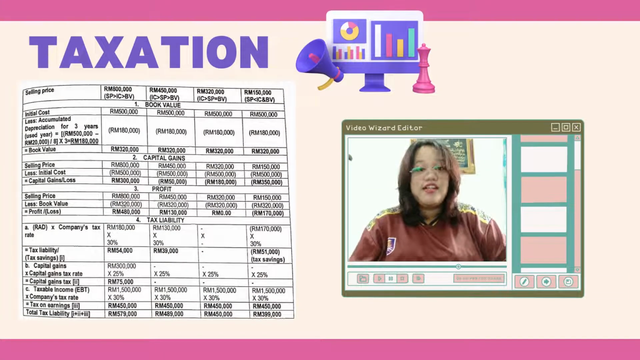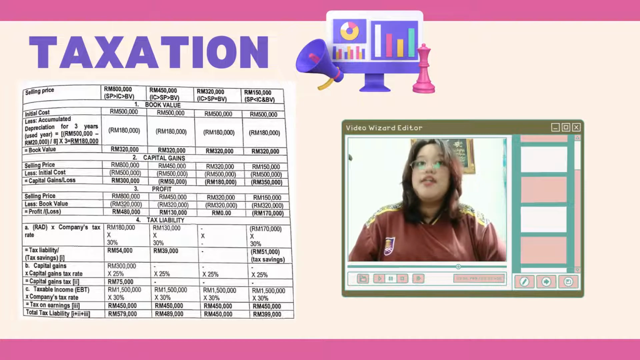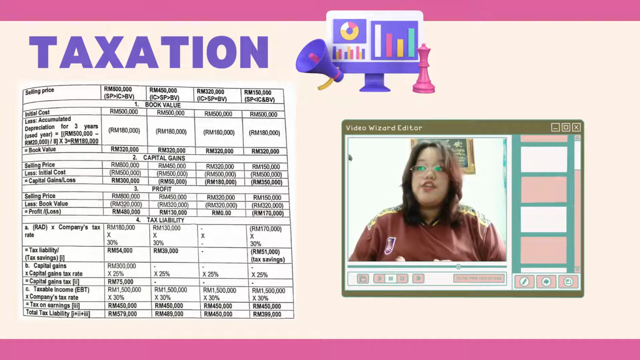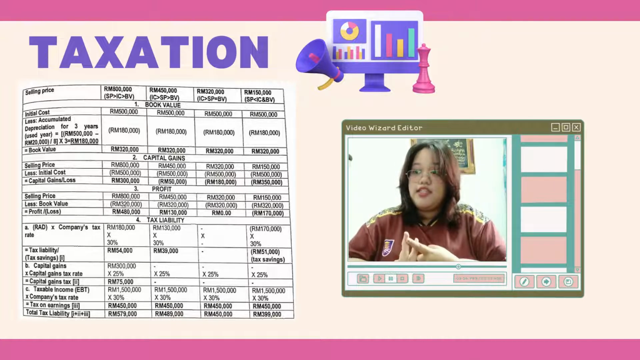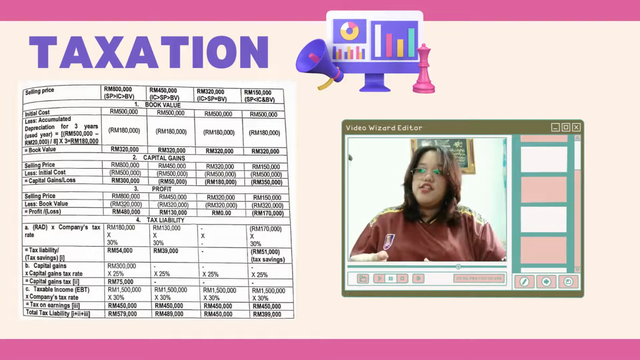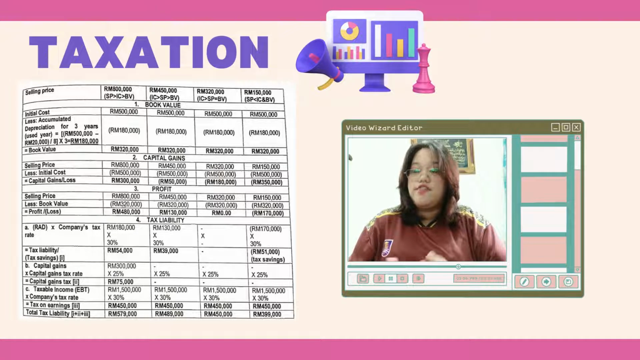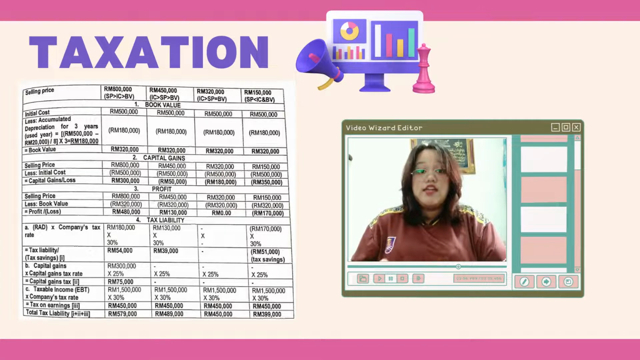So let's go. Now, here we are at the taxation part. This calculation might look a bit tricky, but I believe it is much easier when you understand it. In this calculation, you have to calculate four parts: first, book value, capital gains, tax liability, and lastly, the total tax liability. First, we have the selling prices. We have 4 different prices: 800,000, 450,000, 320,000, and 150,000. So I'm going to show you with the selling price of 800,000 ringgit.